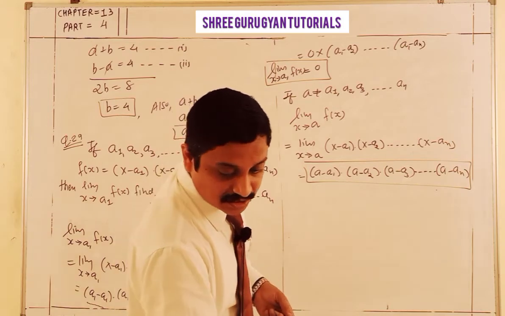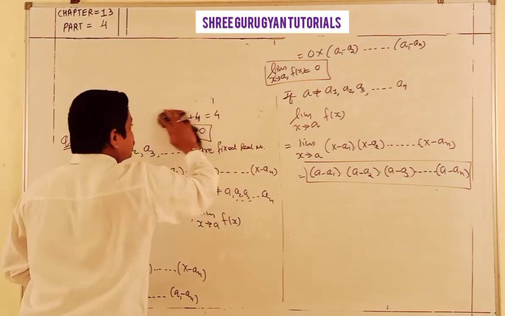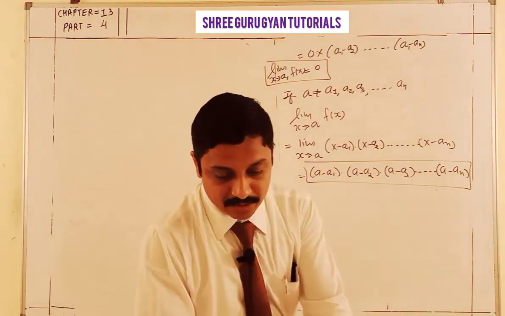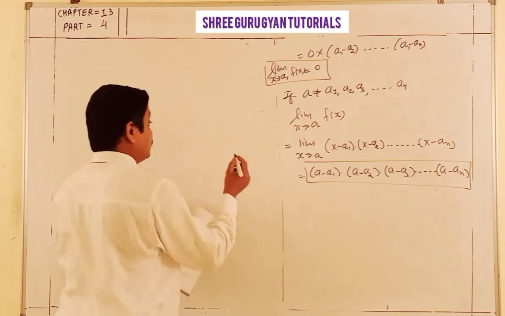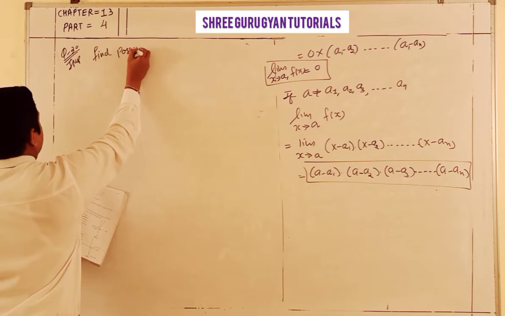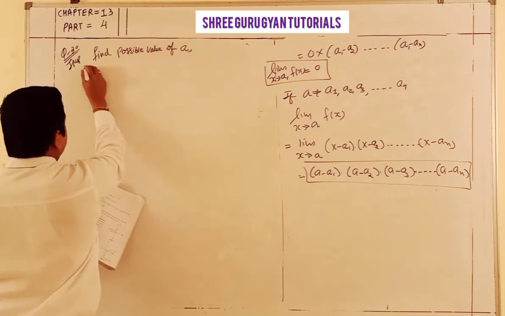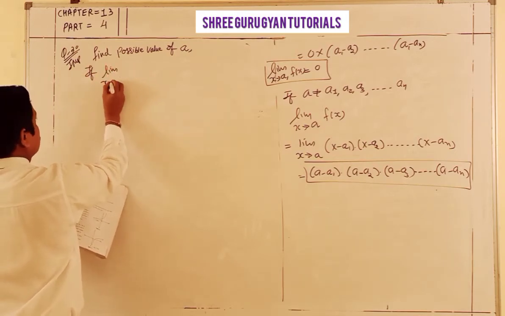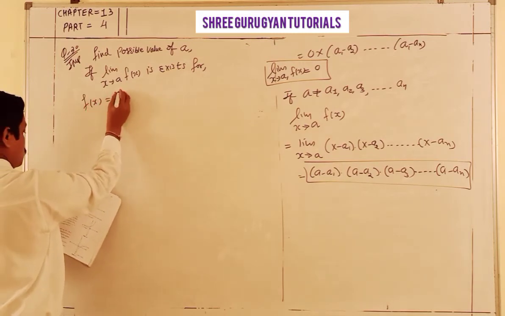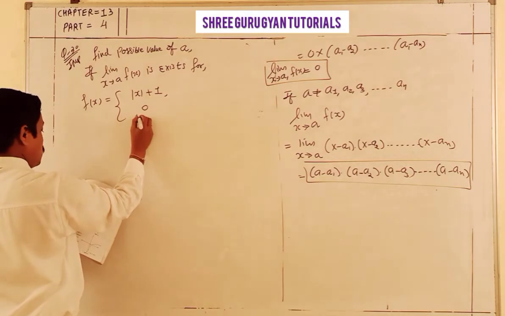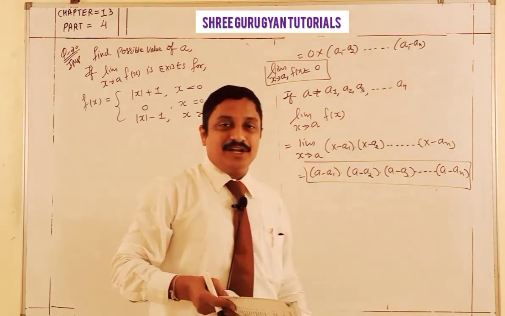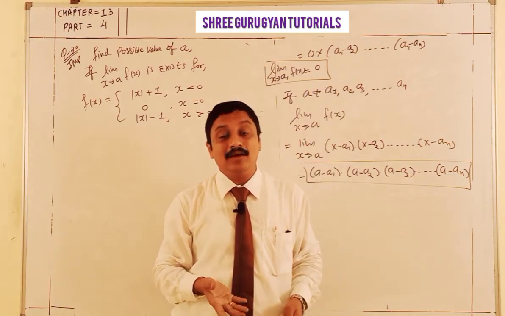Now continue question number 30. Yes, 30 is an IMP for different angle questions given. Find the possible value of a if the limit exists for the given function. Yes, question number 30. This is also IMP. Find possible value of a if limit x tends to 0 of f(x) exists for f(x) = mod x plus 1, 0, and mod x minus 1. Condition is there less than 0, equal 0, and more than 0.